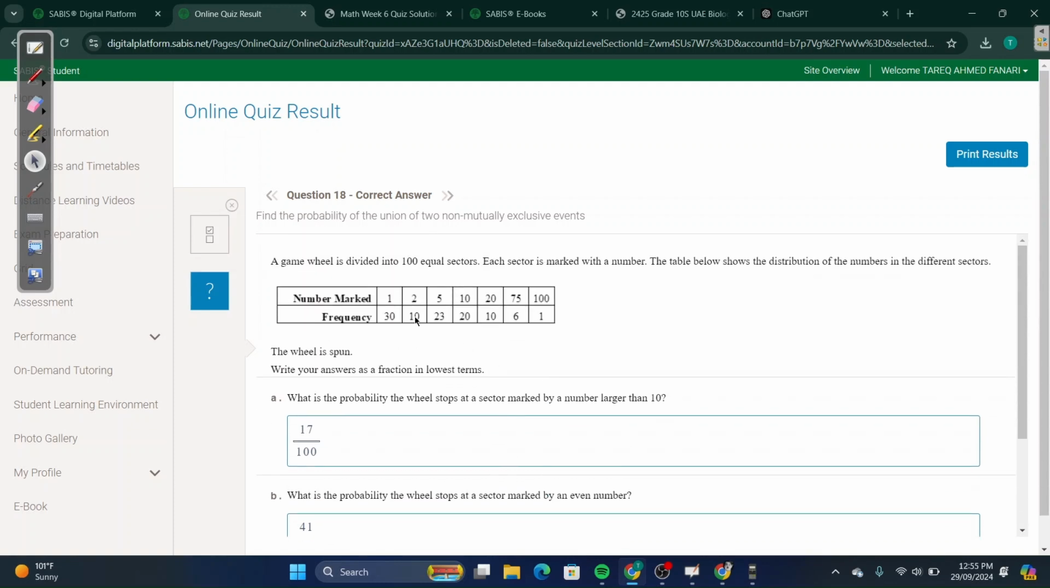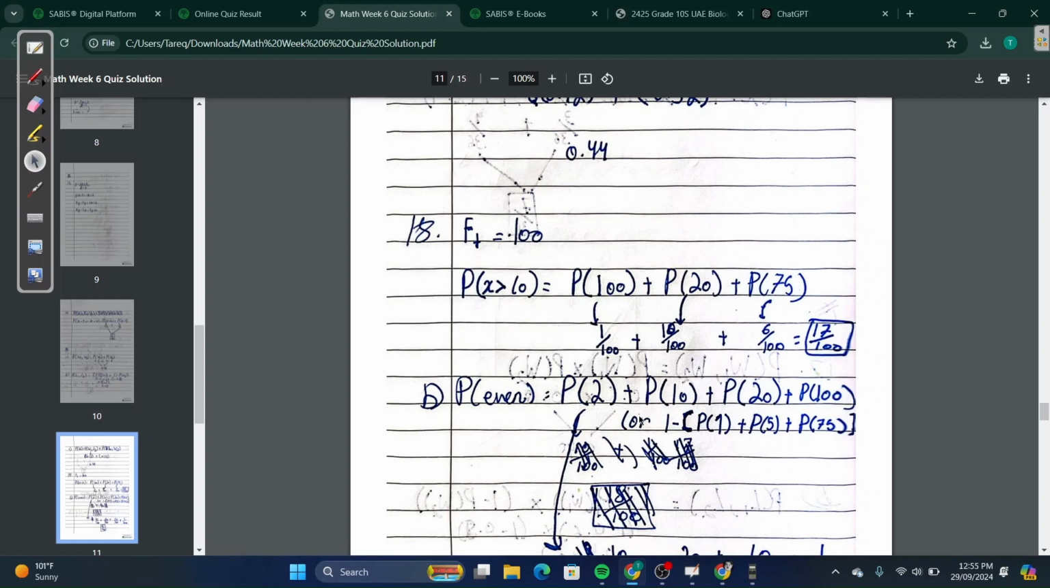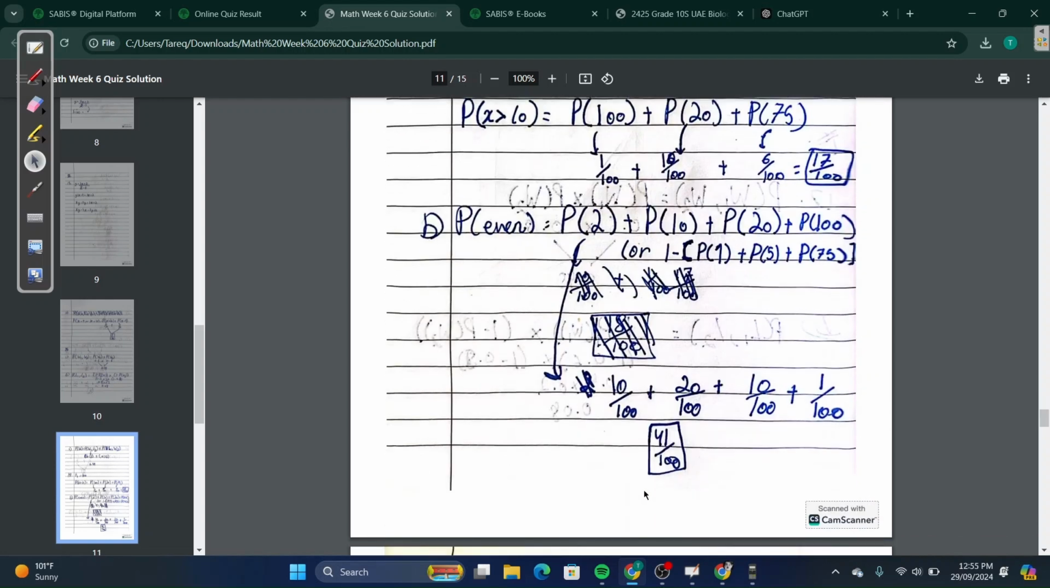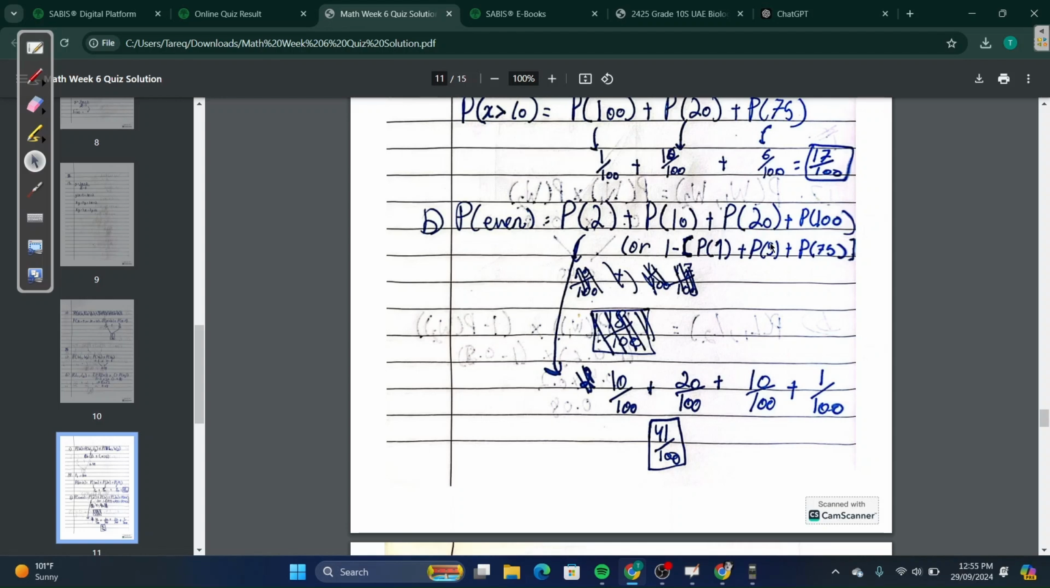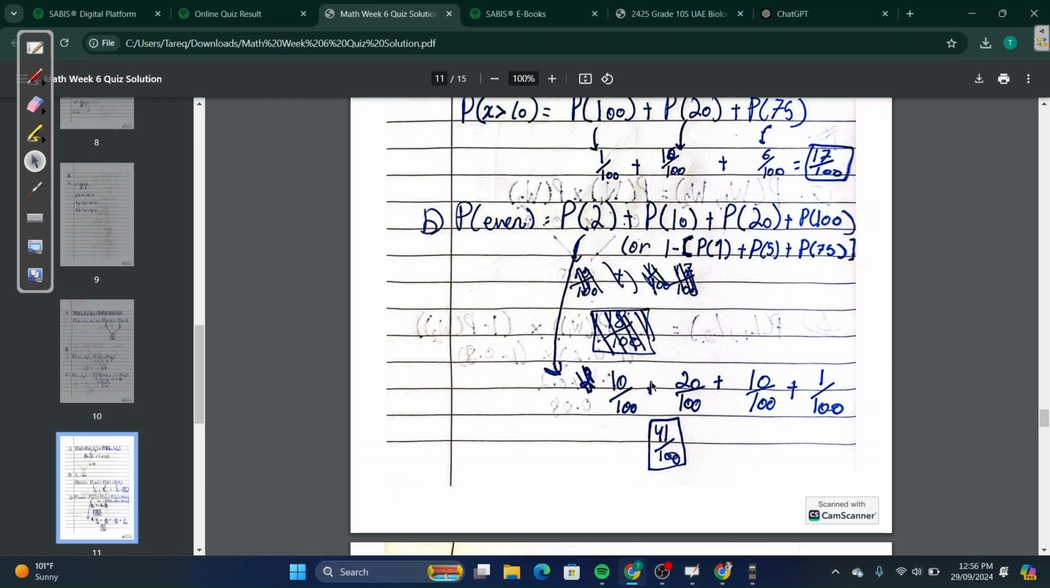Sector marked by an even number, so it's 2, 10, 20, 100. So you find the probability of all of these and add them together. Or you can do 1 minus the probability of the odd numbers. They're complements of each other. So P(2) is 10 over 100. The probability of 10 is 20 over 100. The probability of 20 is 10 over 100. And the probability of 100 is 1 over 100. You got them from the frequencies over here. So you add all these up together. 10 plus 20 is 30, plus 10 is 40, plus 1 is 41, 41 over 100.